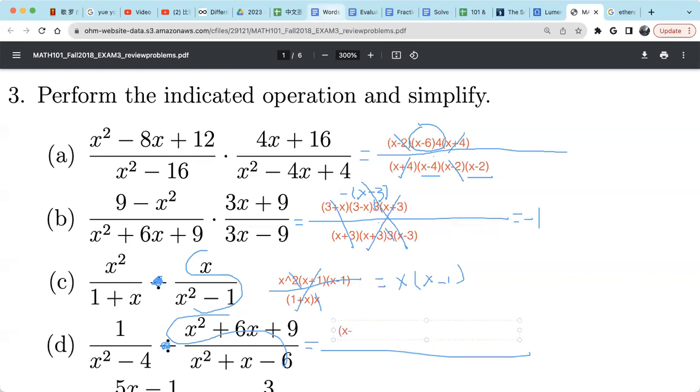That can be factored as x minus 2 times x plus 3. And in the denominator, we have a difference of two squares, x squared minus 4, that's x minus 2 times x plus 2. x squared plus 6x plus 9 is x plus 3 squared.